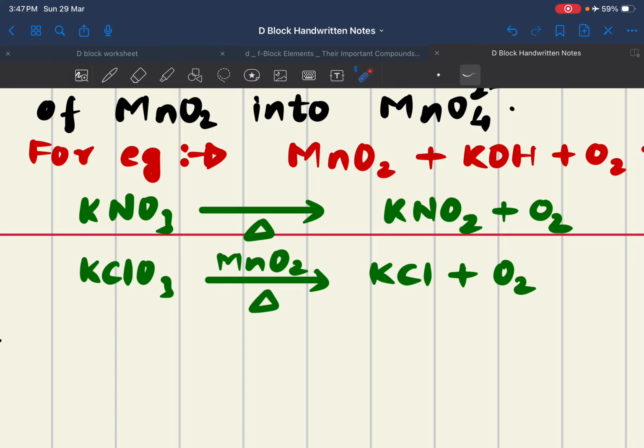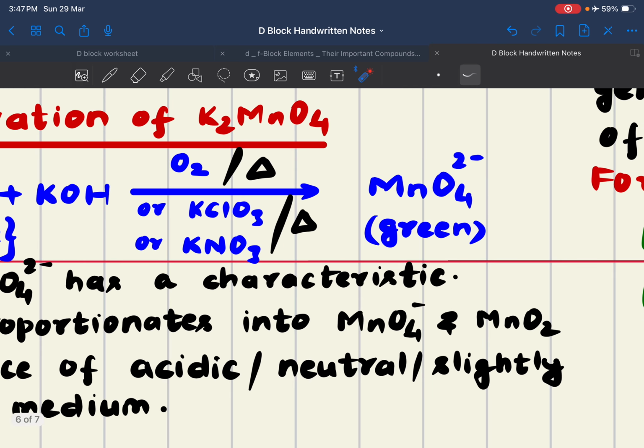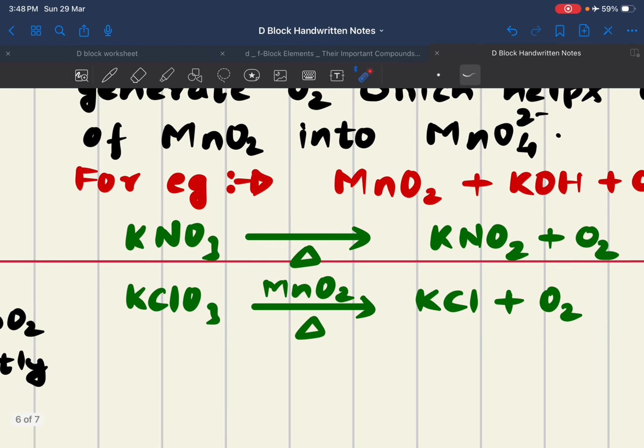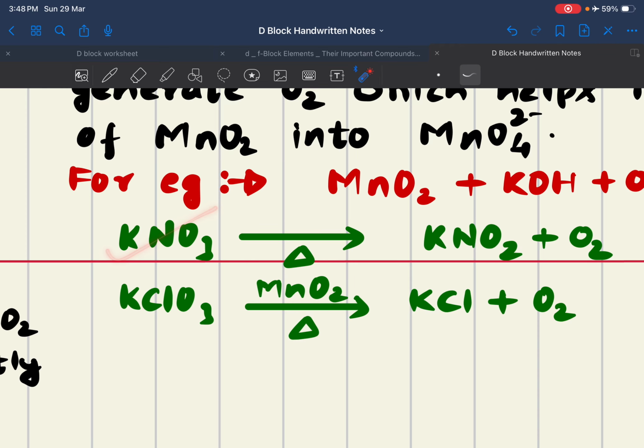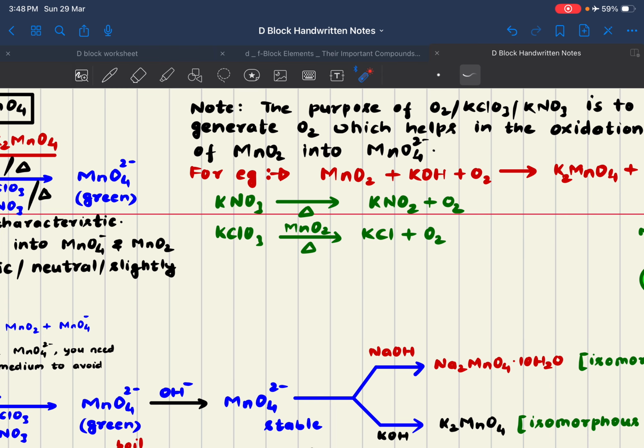In other words, in this case the reactant itself is behaving as a catalyst. You can also call it a self catalyst or auto catalyst, because the reactant itself is behaving as a catalyst. Such types of catalysts are called auto catalysts. Hope it's clear. So that's the objective of potassium nitrate or potassium chlorate: to generate oxygen. This oxygen is used in the oxidation of MnO2 into manganate ion. Hope it's clear.